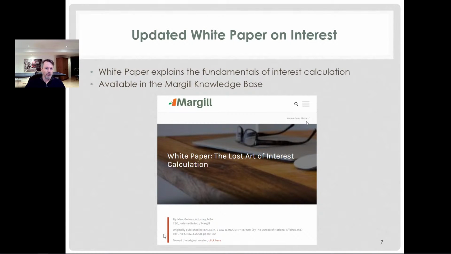Our white paper was updated, I think, a year ago, something like that. If you're not an expert in interest calculations, if you're wondering what simple or compound interest is all about and what is the nominal rate versus the effective rate, do consult this paper. It had been published in Real Estate Law and Industry Report back in 2008. I keep this up to date when we learn new things, interesting features, interesting things about interest. So it's a good read. Actually, it's not a good read, but anyways, you'll learn everything about interest in it, from basics to more advanced fundamentals.